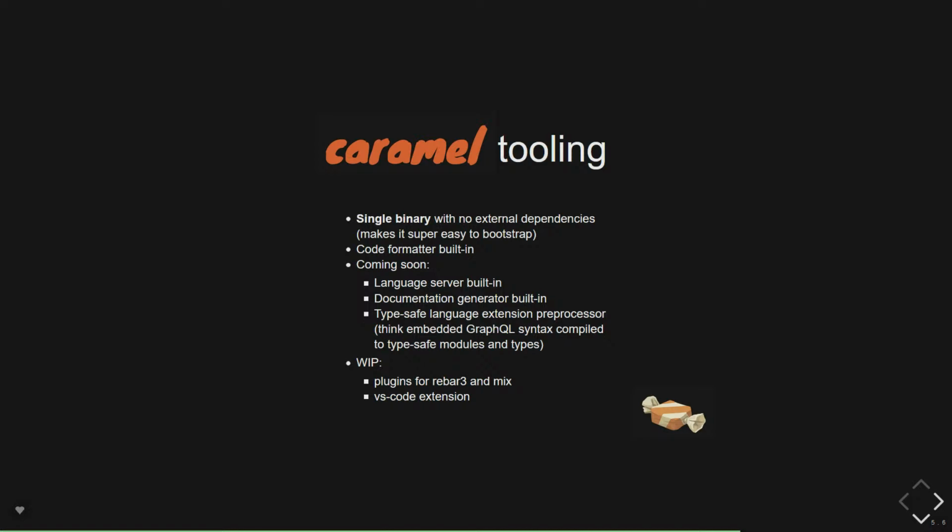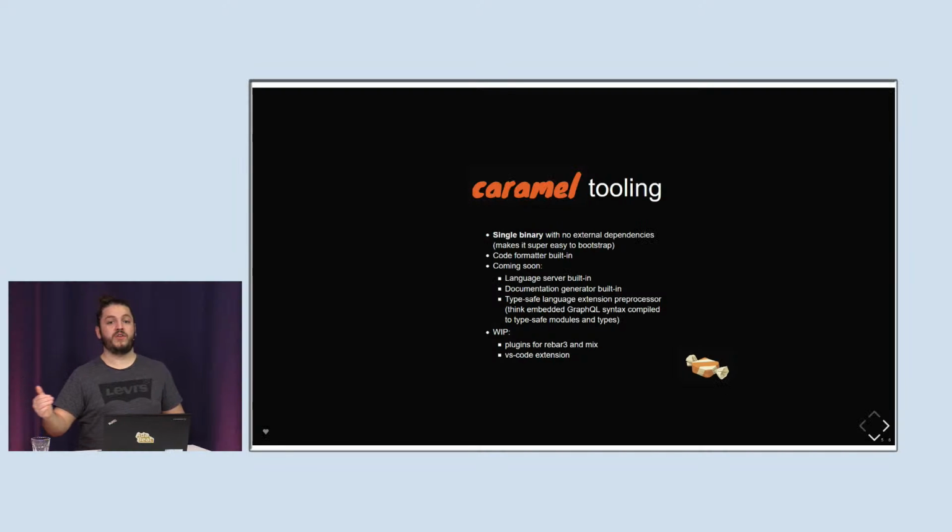And some things that we're working on right now is a built-in language server. So there's not another thing that you have to download and figure out if it's the right version for the right compiler. No, it comes packed in. You go Carmel LSP, and that starts the server. You're done. We're working on including a documentation generator, right? So you can say Carmel compile, and that will actually compile your documentation as well if you tell it to.